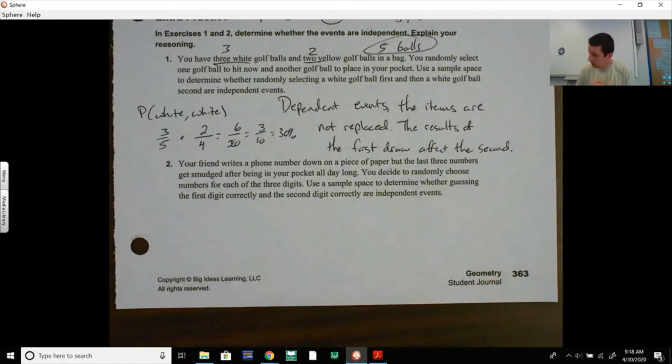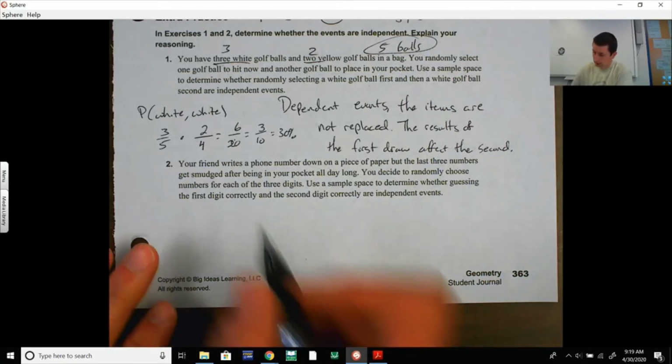Your friend writes down a phone number on a piece of paper, but the last 3 numbers get smudged after being in your pocket all day long. Try to get a hold of that friend again and get that number. You decide to randomly choose numbers for each of the 3 digits. Last 3 digits. Use a sample space to determine whether guessing the first digit correctly and the second digit correctly are independent events.